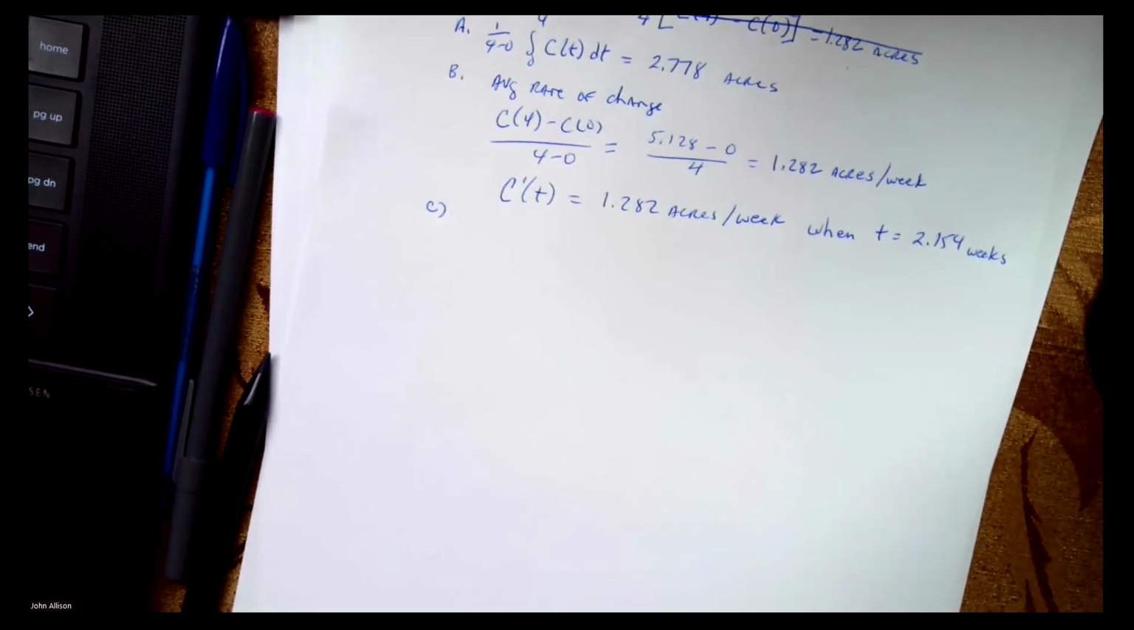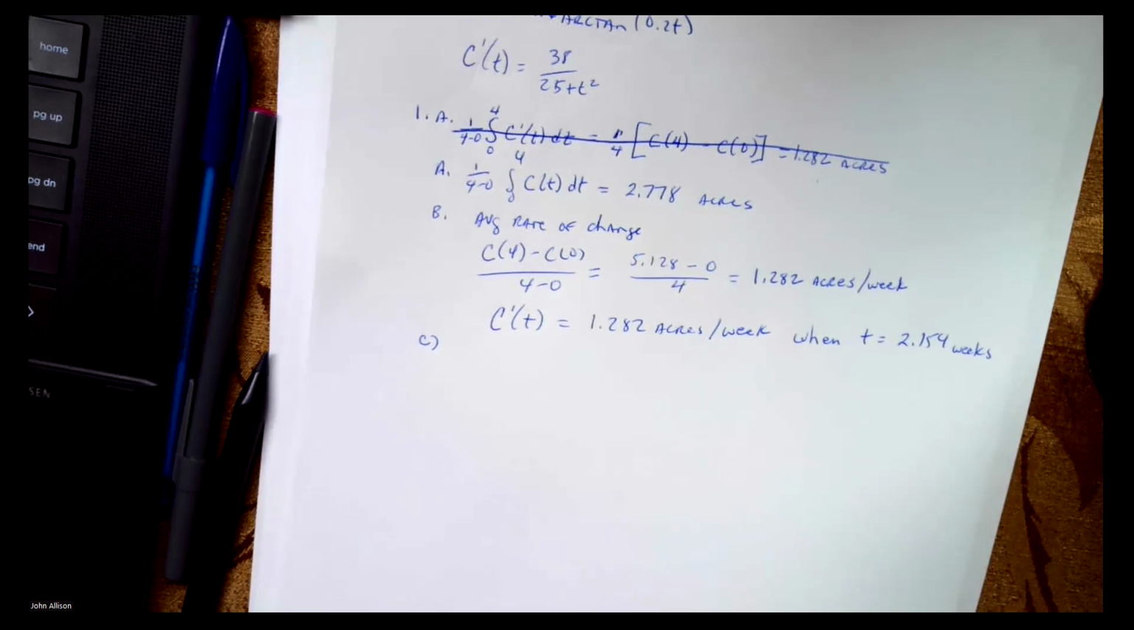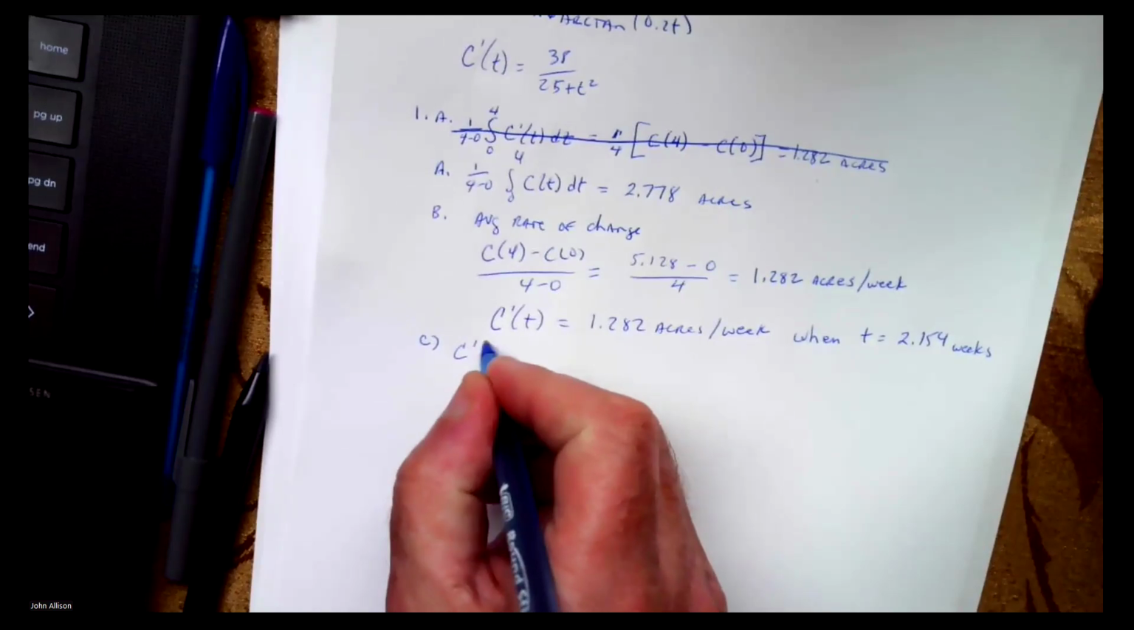Assume that the invasive species continues to spread according to the given model for all times t greater than 0. Write a limit expression that describes the end behavior of the rate of change in the number of acres affected by the species. So C prime of T is the rate of change.